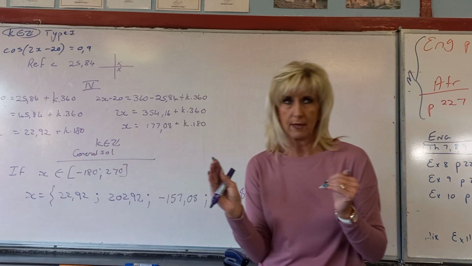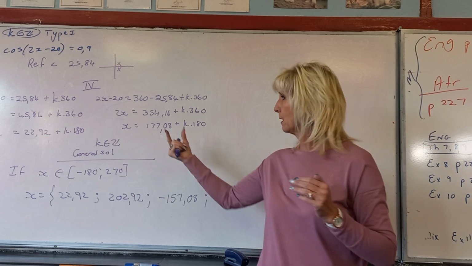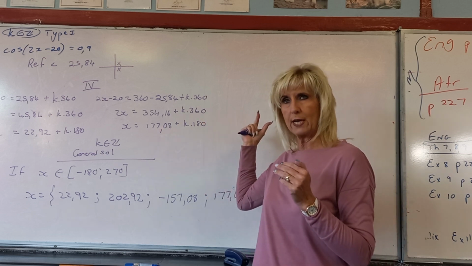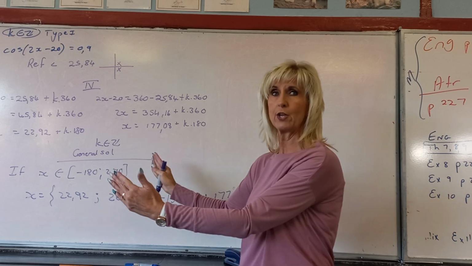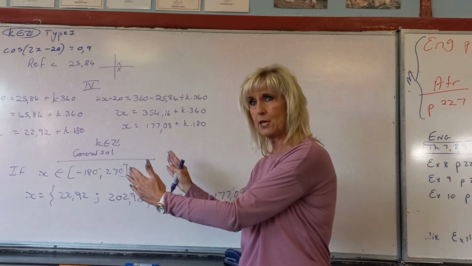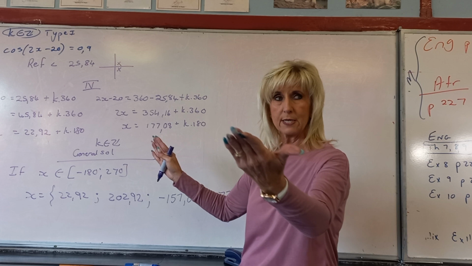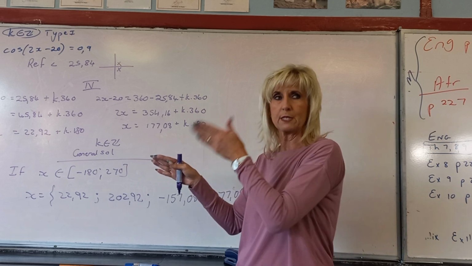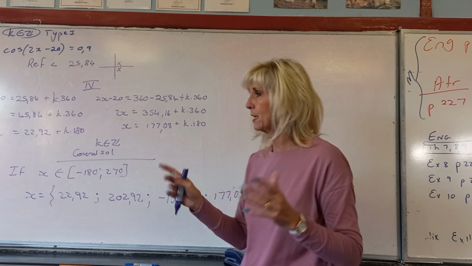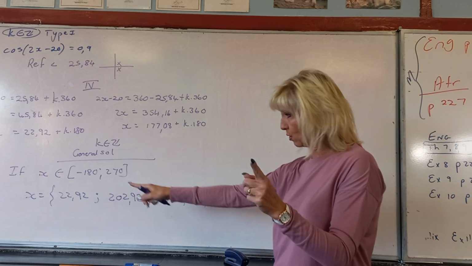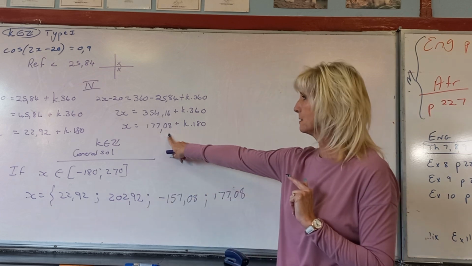Are you with me? This is a general solution. This, plus plus plus a lot of 180s and minus minus minus. Maybe this answer isn't even in the range that I'm giving you, but you still use that 177 to minus minus minus until you get in the range, or plus plus plus until you're in the range. Are you with me, everybody? How it works. You start with that one, make sure all of them are in the range, and it is.